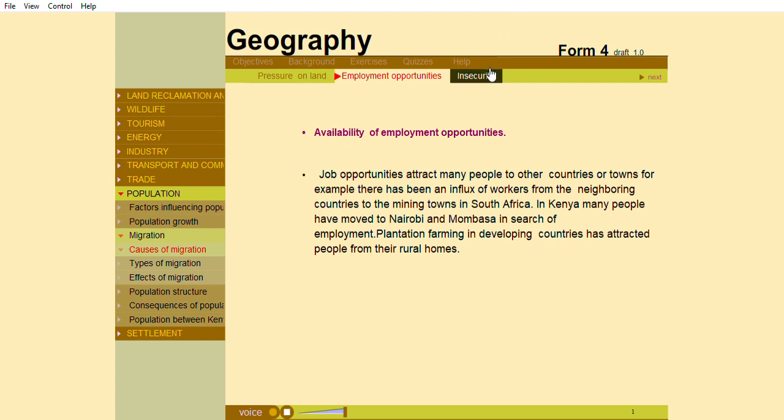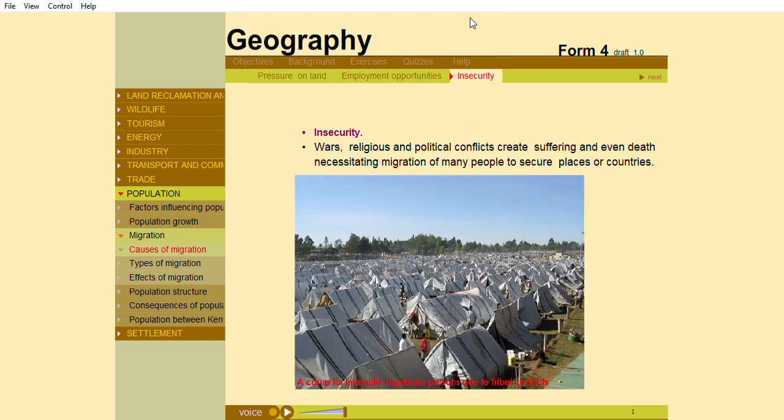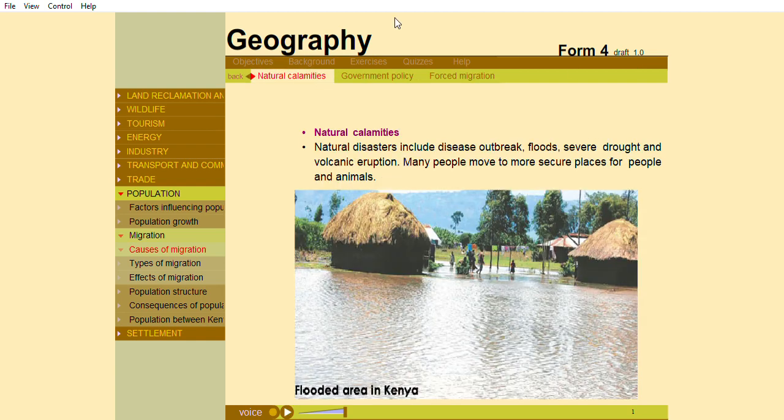Wars, religious and political conflicts. The mentioned factors create suffering and even death, necessitating migration of many people to secure places or countries. Natural calamities. Natural disasters include disease outbreak, floods, severe drought, and volcanic eruption. Many people move to more secure places for people and animals.